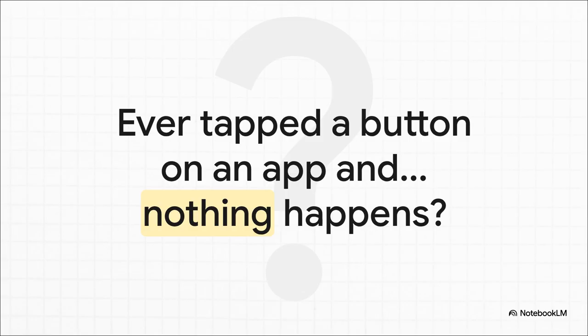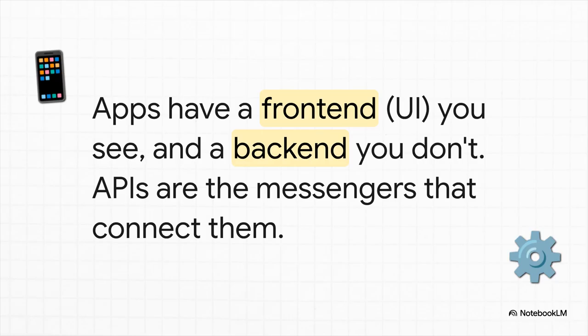Well, the reason for that little moment of panic often lies in a part of the app you never ever see. So think of an app like a restaurant. You've got the storefront, that's the user interface, the UI, with all the nice looking buttons and menus you interact with. But the real action happens in the back, in the kitchen. And the thing that carries your order from the storefront to the kitchen and brings the food, or in this case the data, back to you, that's the API. If that messenger gets the order wrong or gets lost on the way, you get nothing.